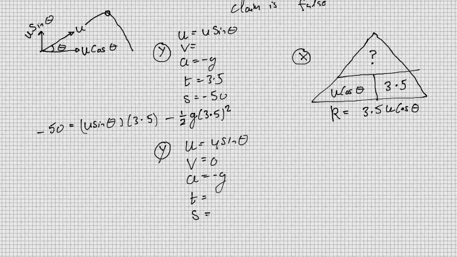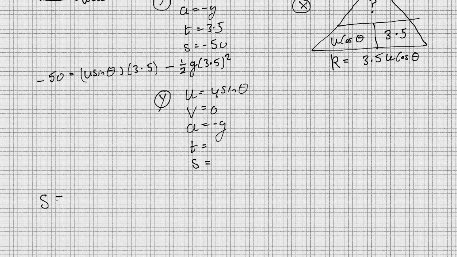So I can say here s equals u t. No, that's no good because we don't know the t, but we do know the v this time, so let's go with v squared. So v squared equals u squared plus 2 a s. Now let's see, that is all good. So I'm looking for the s here. I can rearrange this as u squared sine squared theta over 2g.